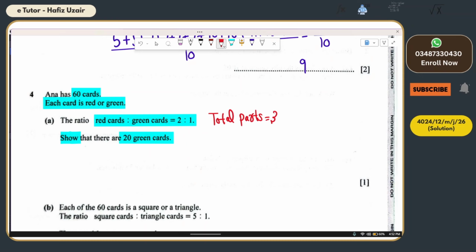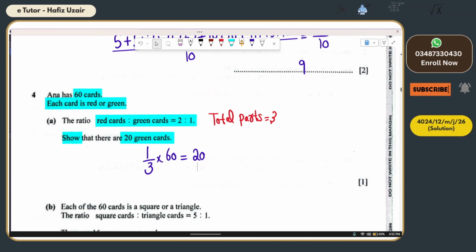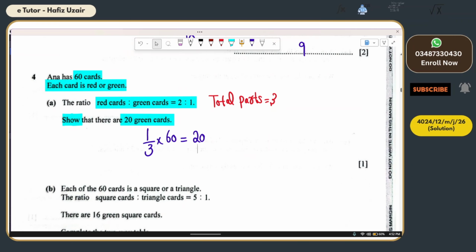We need to find the green cards. The green cards carry 1 part, so that will be 1 upon 3 multiplied by 60. This will produce 20. So your answer is correct. Let's move to the second part of this question, the B part.